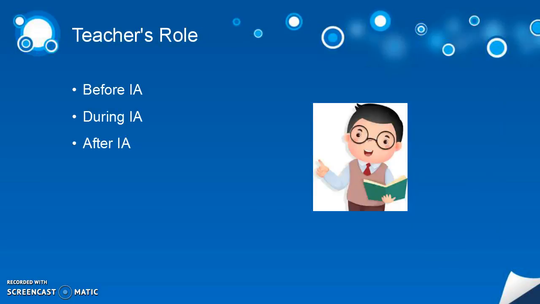When we talk about how we could prepare for the internal assessment, the teacher's role is very important. I just mentioned the 300 word literary extract, and also the visual stimulus the teacher will find. All these things are very important. But this is about before the internal assessment. What the teacher will do during the internal assessment and after the internal assessment is also very important.